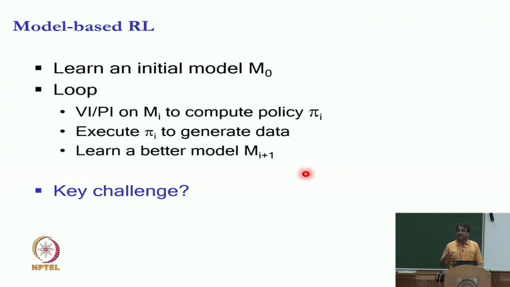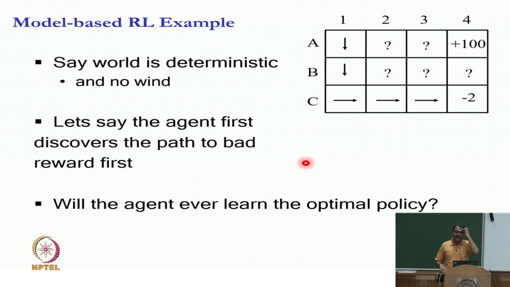That may hurt in learning the better model. Okay, so let's look at an example. Maybe that gets clearer there. Say the world is deterministic. Say there is no wind whatsoever. Let's say there are two exit states, 100 and minus 2, but the model does not know it. Let's say this is my initial policy. So let's say the agent, for whatever reason, has figured out that there is a path and every action costs minus 1. So let's say the agent has figured out a path that it should first go down and then go right and stop after receiving a reward of minus 2. And let's say this is the only thing that the agent has discovered so far.